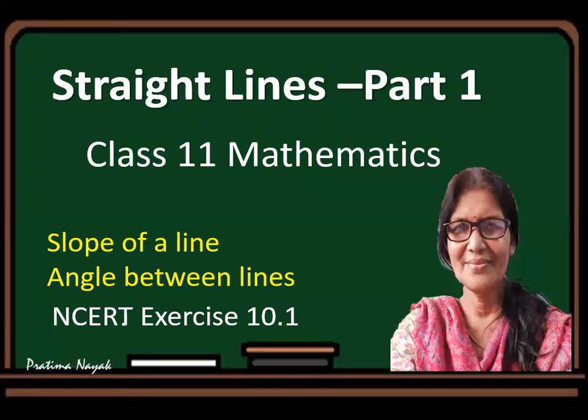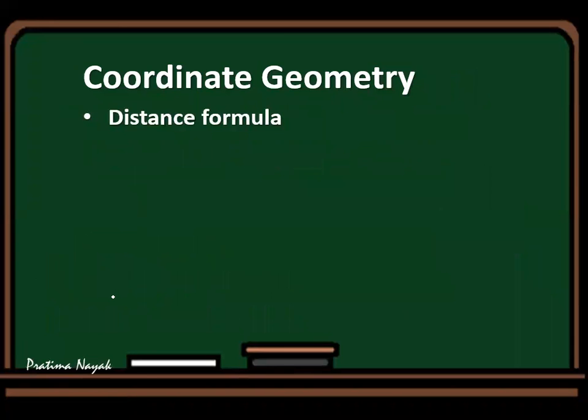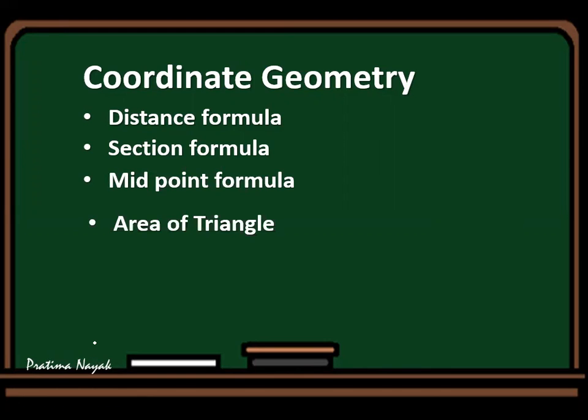So today we are starting straight lines exercise 10.1, your class 11 coordinate geometry. Here we'll read about equation to straight lines in different forms. Before that, let us revise the concepts we have read in class 10: distance formula, section formula, midpoint formula, and area of the triangle. Similarly, area of the quadrilateral also we have solved some questions.